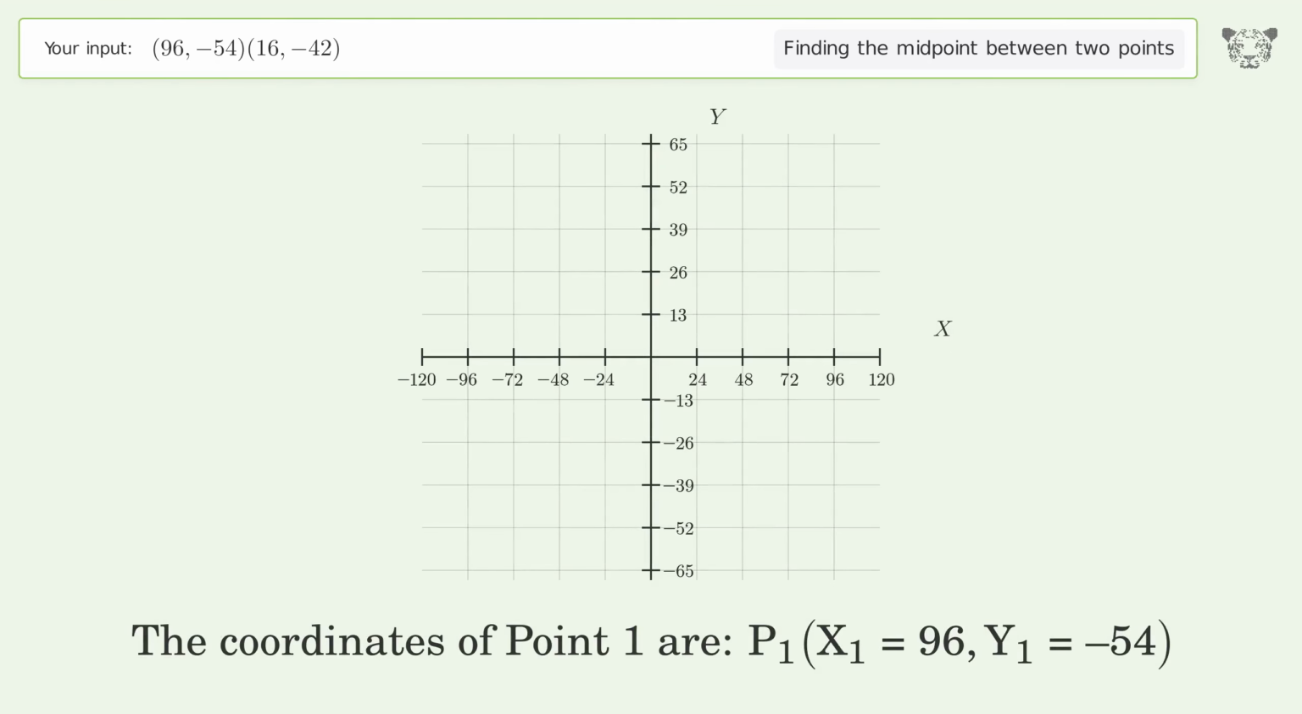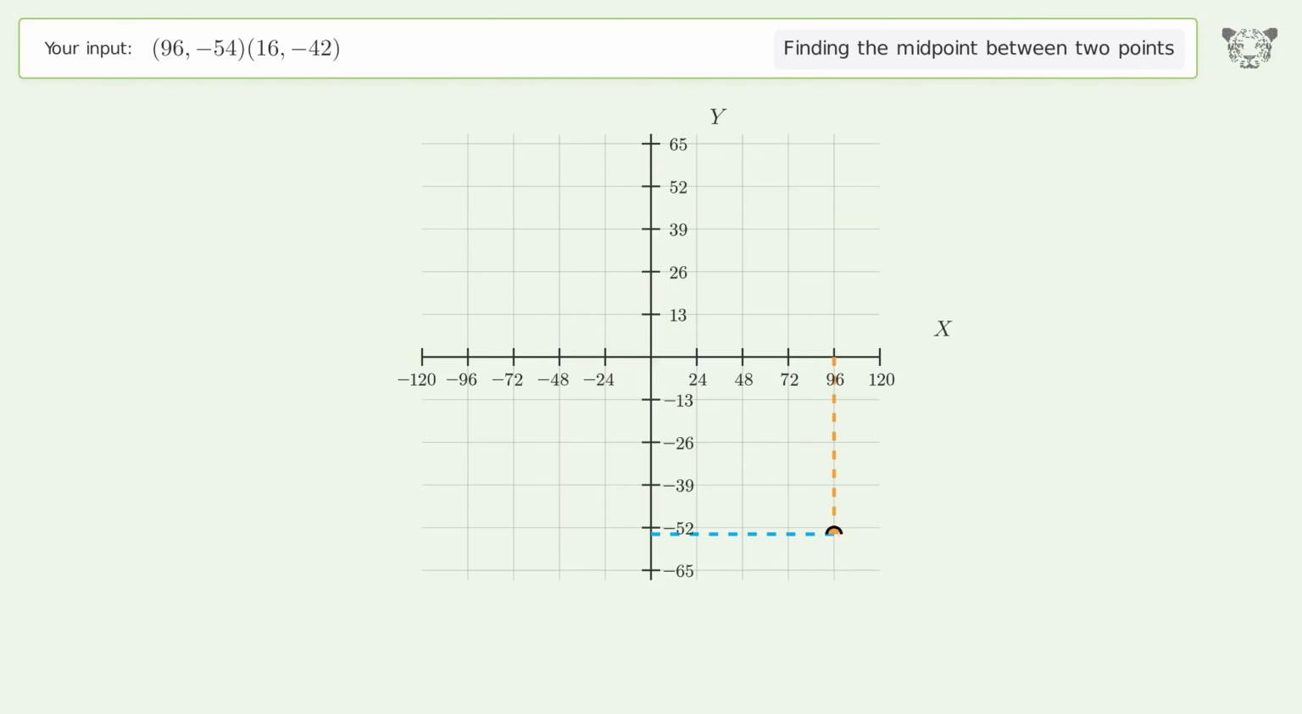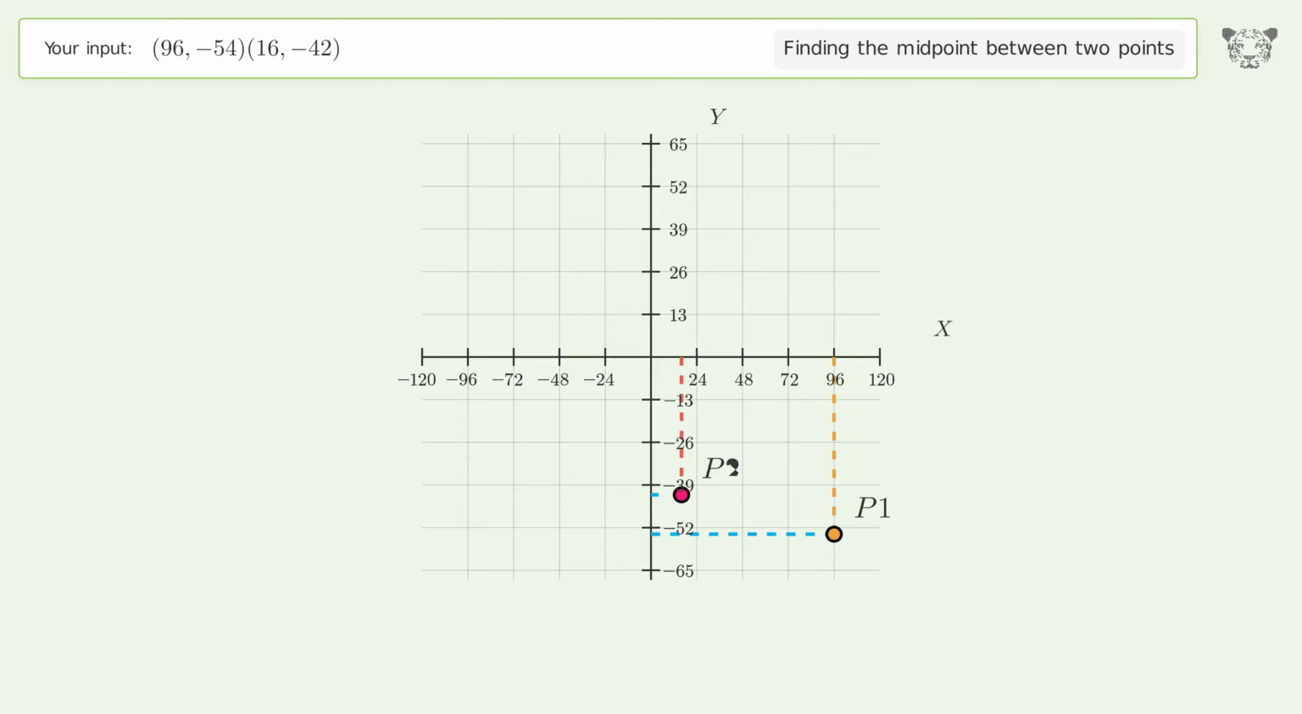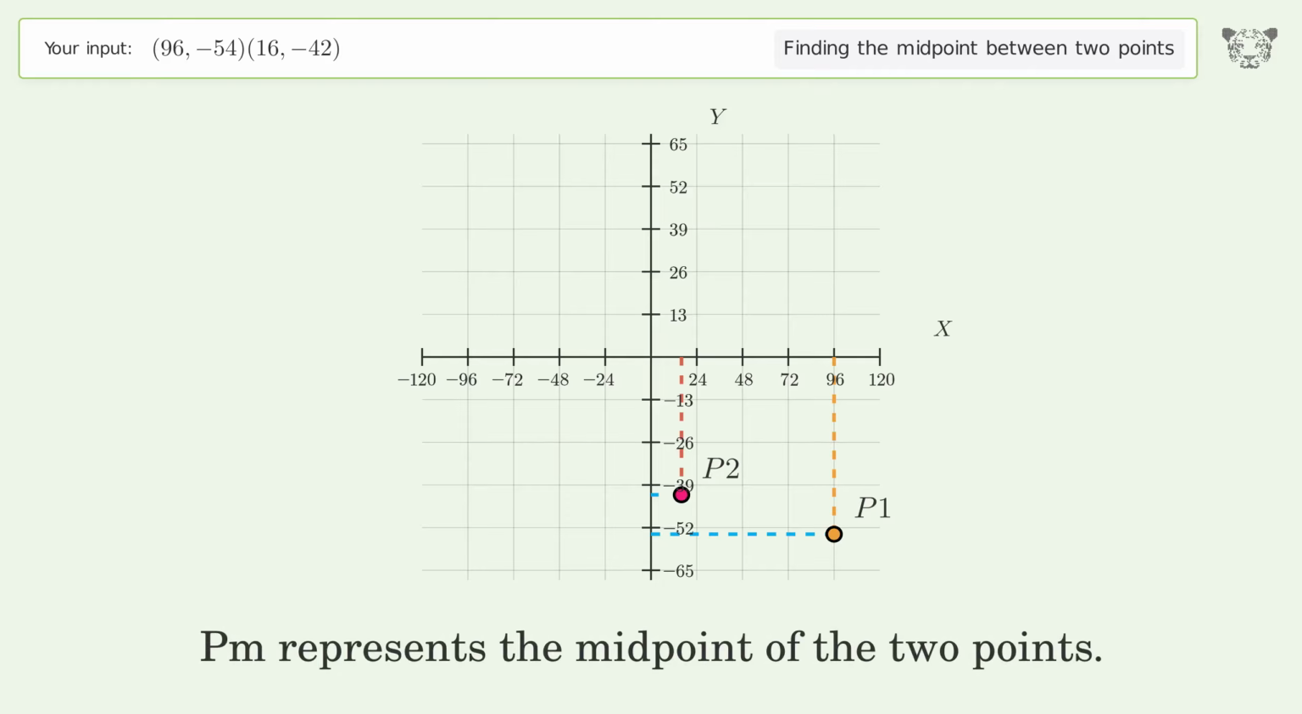The coordinates of point 1 are x1 equals 96, y1 equals negative 54. The coordinates of point 2 are x2 equals 16, y2 equals negative 42. PM represents the midpoint of the 2 points.